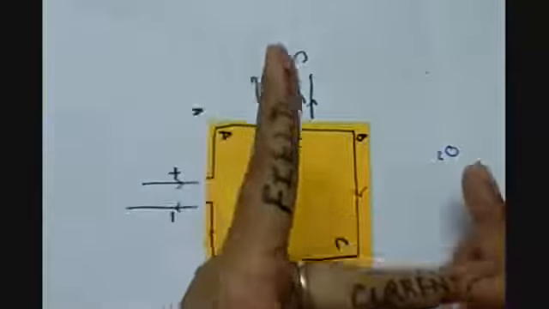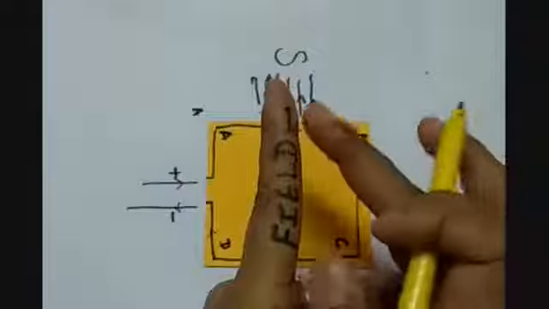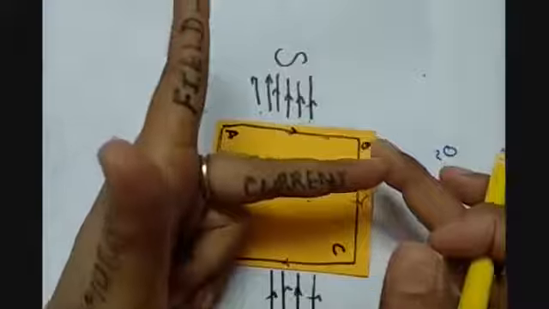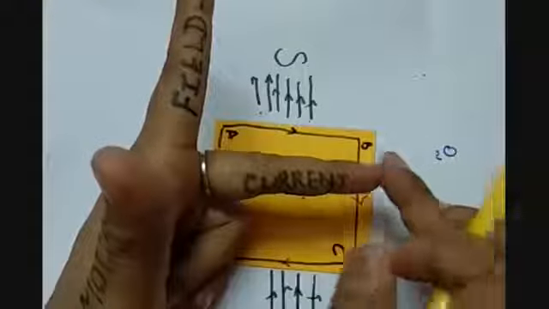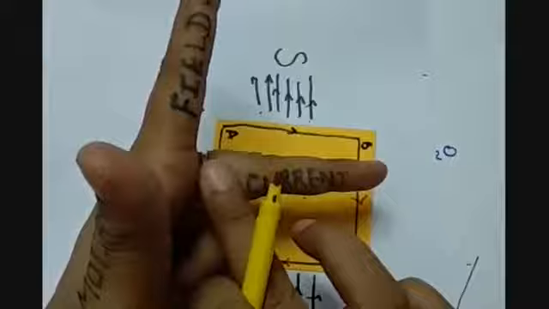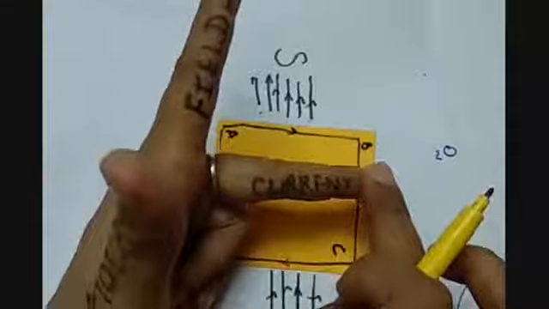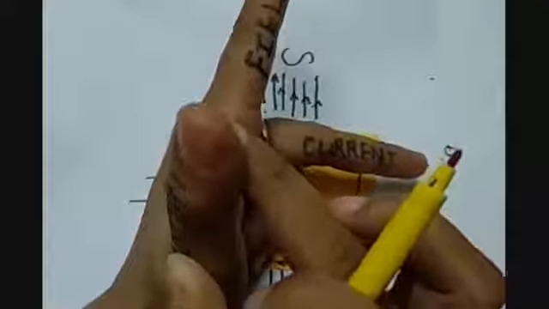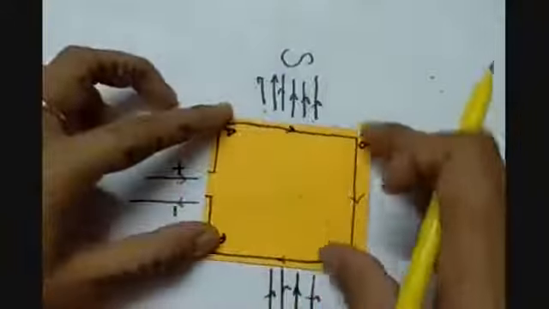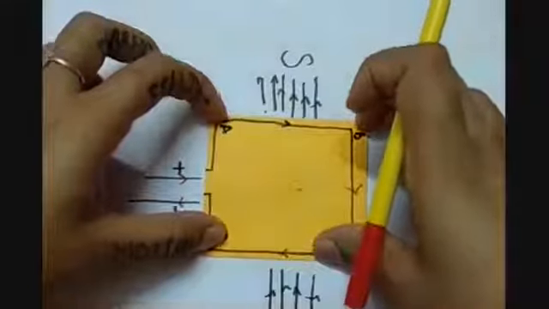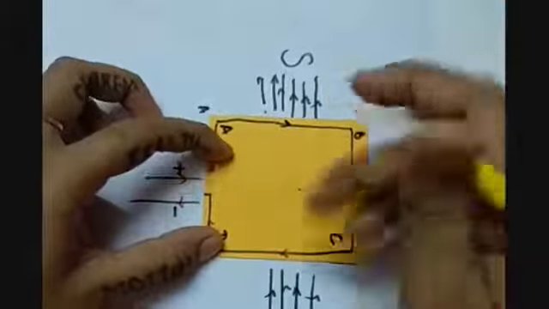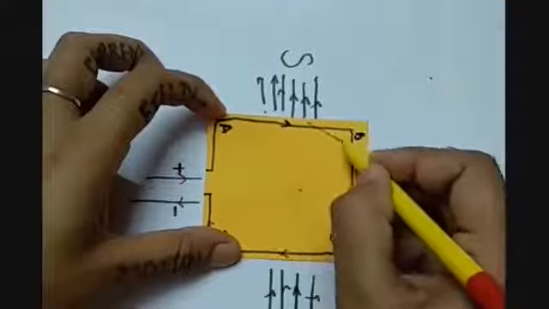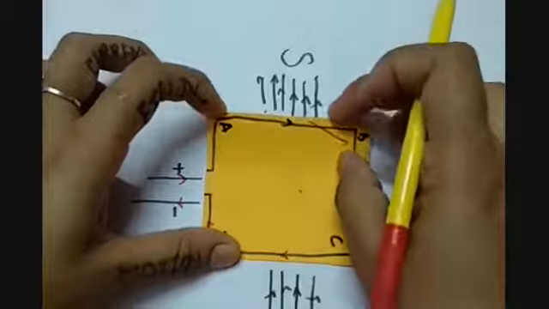So here I have aligned my first finger in the direction of the magnetic field from north to south, and the AB arm is showing the direction of the current. So it is flowing from A to B. Now my thumb will give the direction of the motion in the arm AB. So when I talk about it, what will happen? The AB arm will move or will experience an upward force. So it will move up.